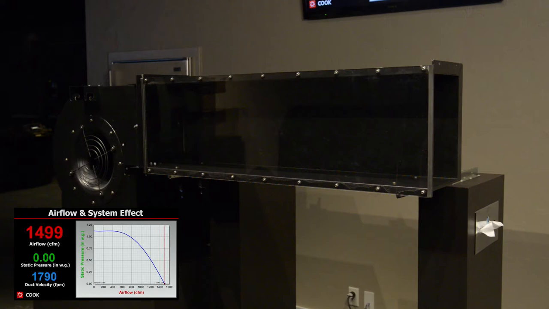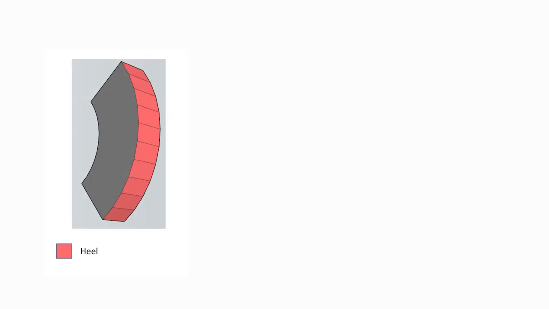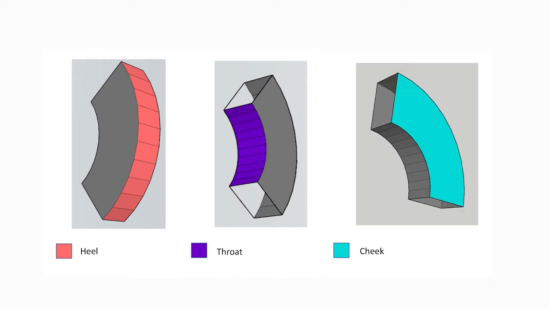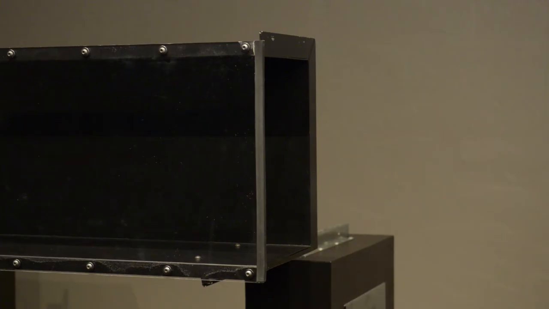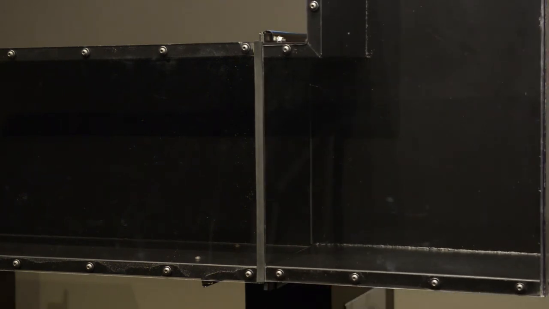We will be referring to elbow fittings using common terminology. The heel is the outer face of the elbow as it turns. The throat is the inner face of the elbow. Finally, the cheek of an elbow is one of the sides connecting the heel and throat. Now we'll place a fitting on the end of the duct. We're attaching a 90 degree square elbow to the discharge of the duct.